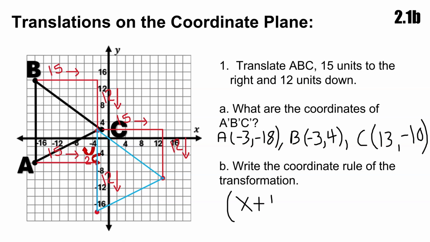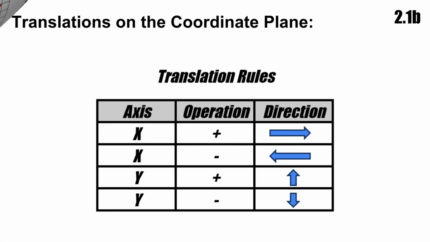Each point has its x-coordinate added by 15 and 12 units subtracted. Using C as an example, -2 plus 15 is 13, and 2 minus 12 is -10. In fact, moving right means to add to the x-coordinate. To move to the left, subtract from the x-coordinate. To move up, add to the y-coordinate. And to move down, subtract from the y-coordinate.